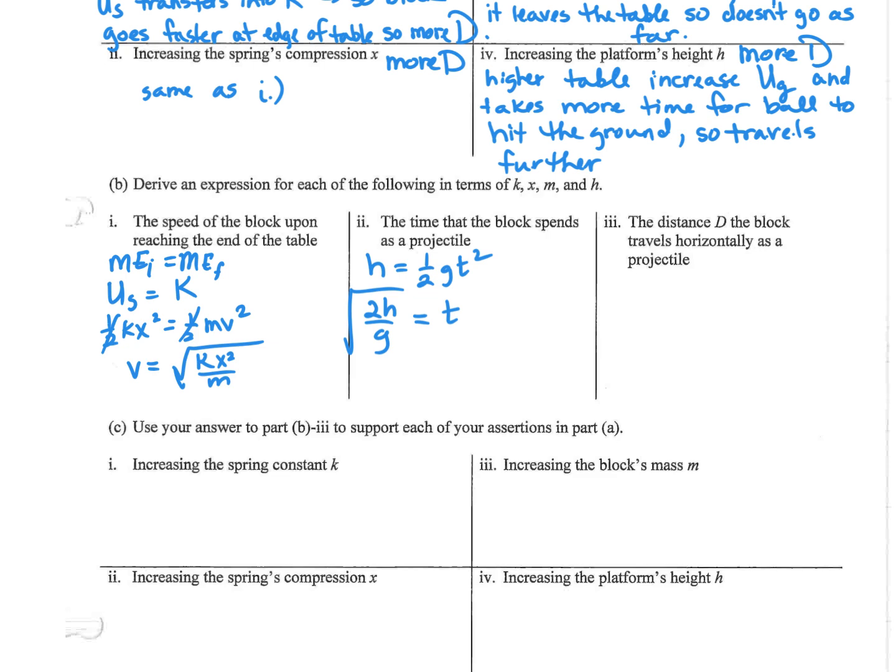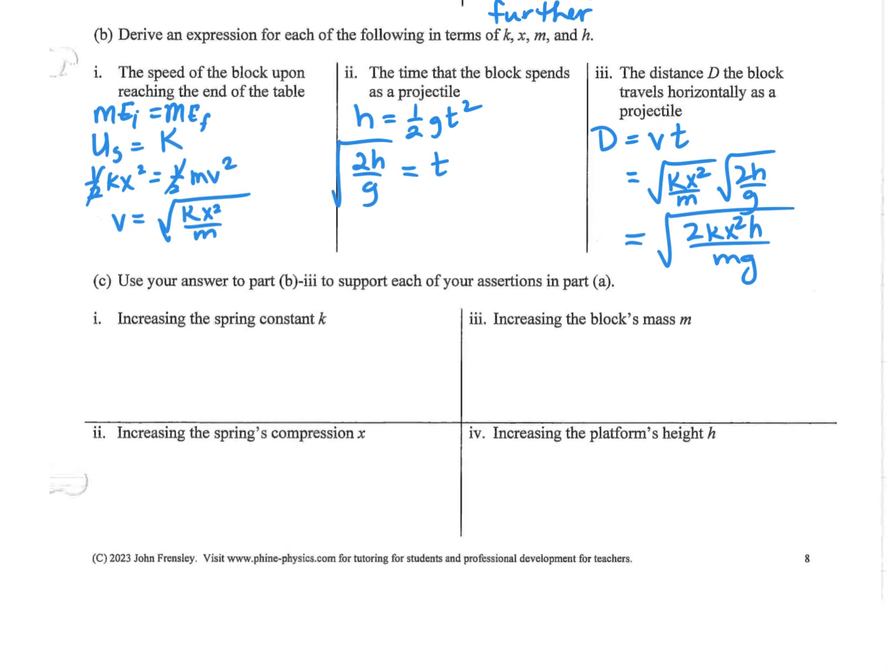Distance D, the block travels horizontally. D is going to equal v that we found in the first one times the time. So we're just going to plug in v, which is the square root of kx squared over m, times the time, which is the square root of 2h over g, which means we just put all of it underneath the square root, 2kx squared h over mg. Now it says use those to explain. They are directly proportional. K is directly proportional to V.